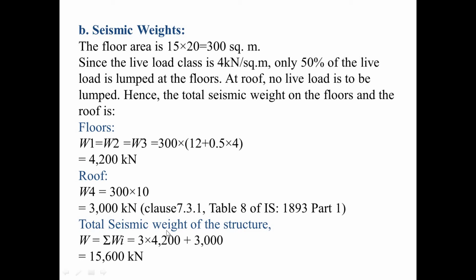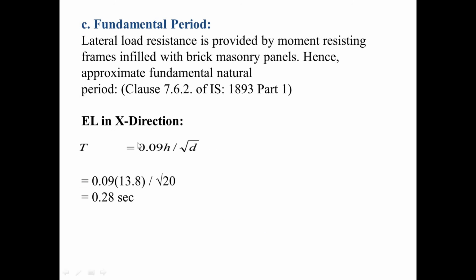Okay, so therefore the total seismic weight of the structure will become W equal to summation of Wi, that will be equal to 3 into 4200 plus 3000. So this will be the total lump weight which is to be acting on the structure, 15,600 kilonewton. Next step is to calculate the fundamental time period.